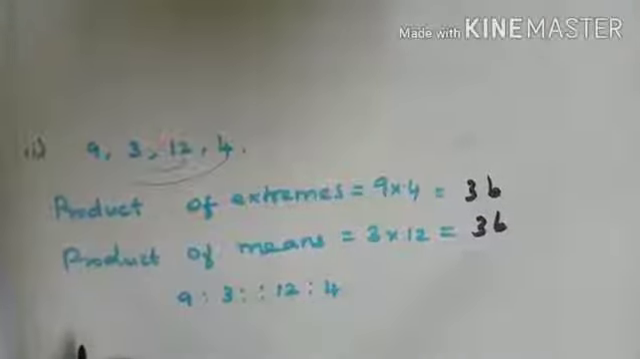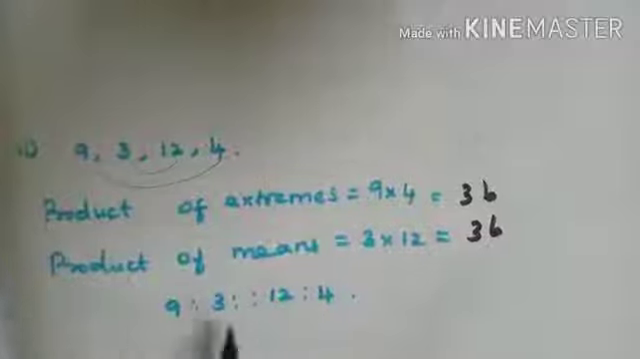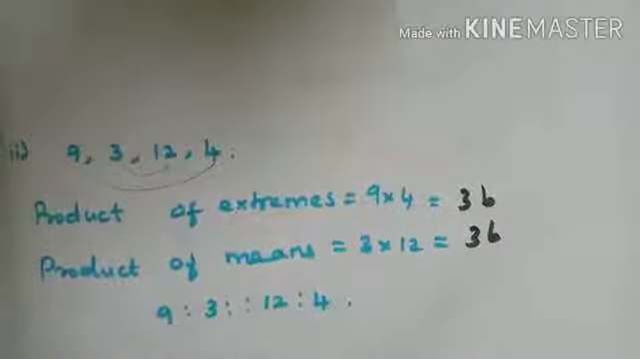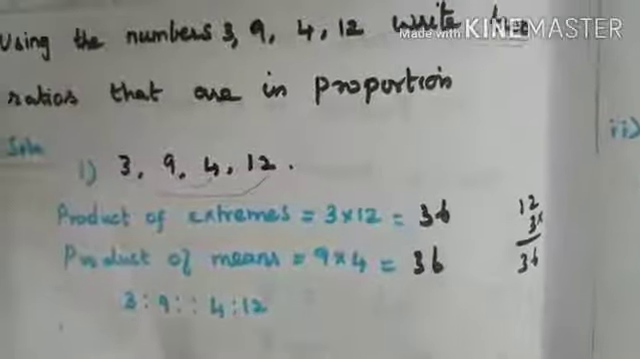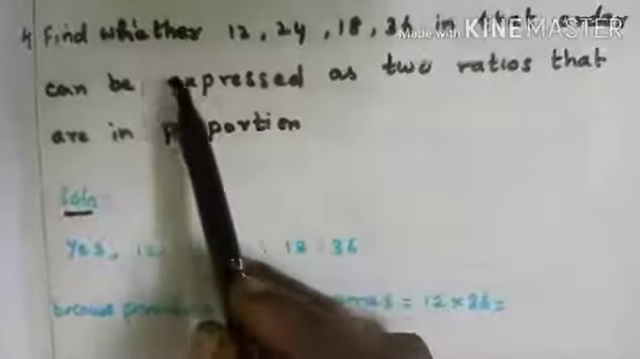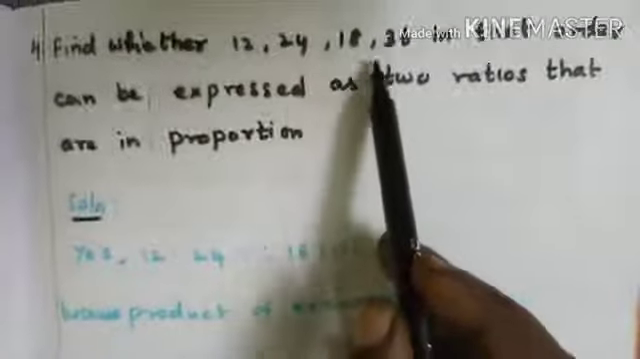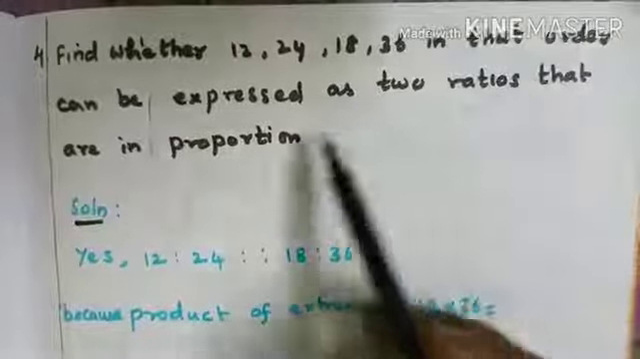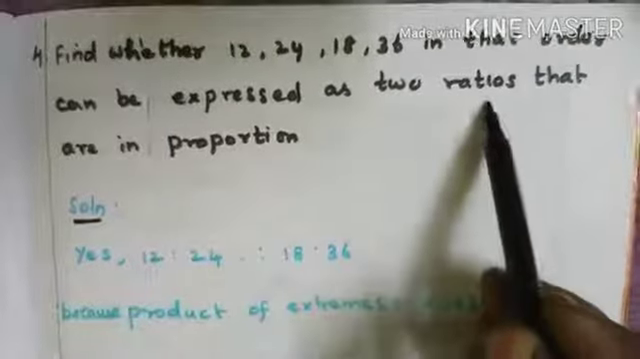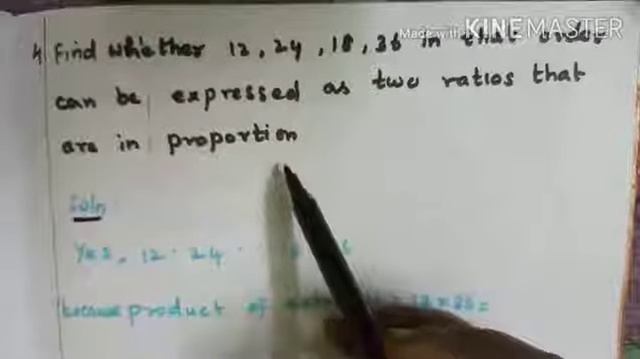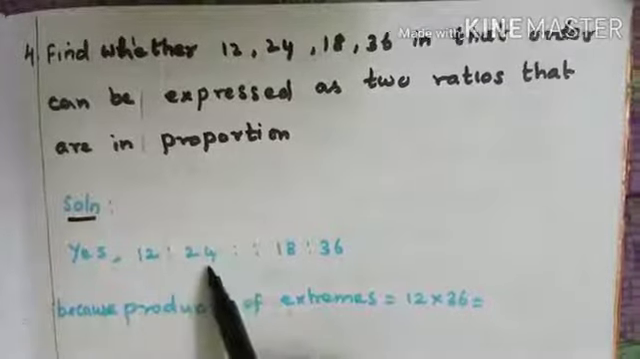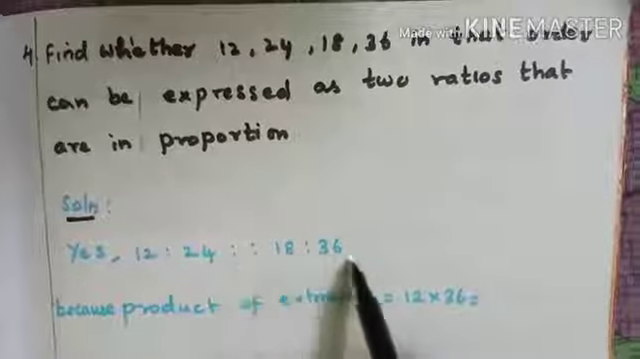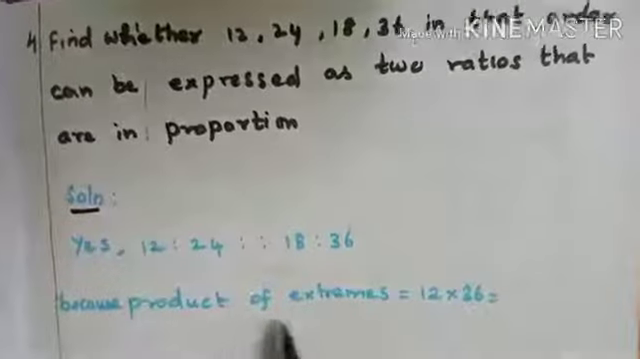Therefore, using the numbers, we can write two ratios that are in proportion. So this is one answer and the other answer is 3 is to 9 as 4 is to 12. Find whether 12, 24, 18, 36, in that order, can be expressed as two ratios that are in proportion. Now you see the solution: yes, 12 is to 24 as 18 is to 36, because of the product of extremes.